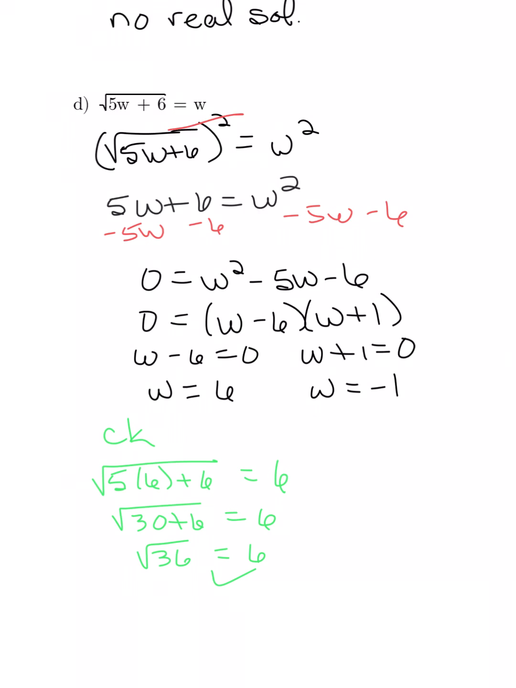Now let's try the negative 1. Square root of 5 times negative 1 plus 6 equals negative 1. I can stop right now because I know that if I have a square root symbol, I have to have a positive solution, and this is a negative. So this one does not work, which means w equals negative 1 is an extraneous solution, and we only have the solution of w equals 6.